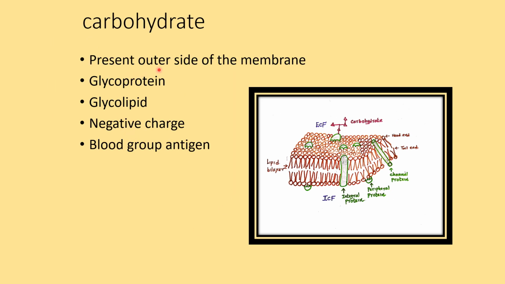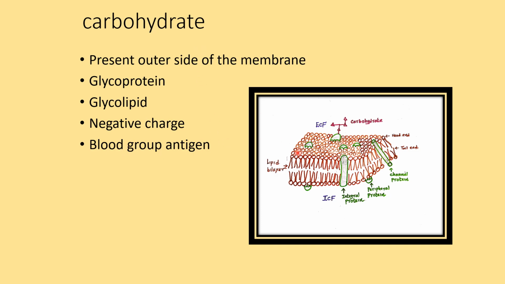Carbohydrate is mainly present on the outer side of the cell membrane. It may be glycoprotein or glycolipids. The carbohydrate provides the negative charge at the outer side of the cell membrane. The blood group antigen is mainly made up of carbohydrates.